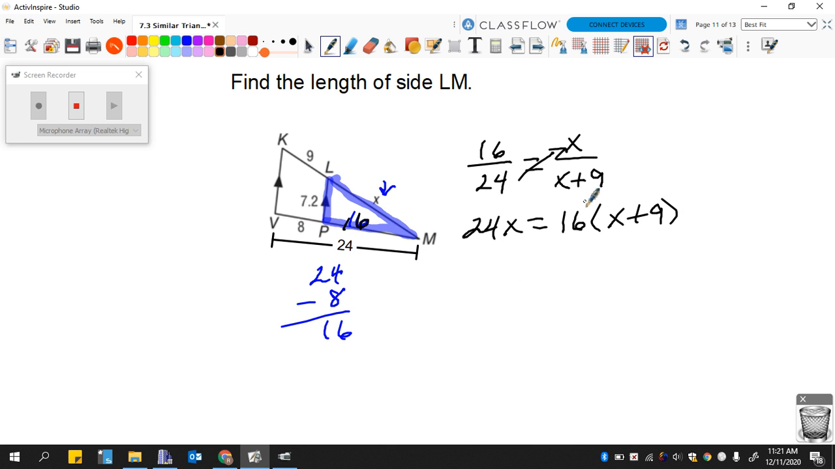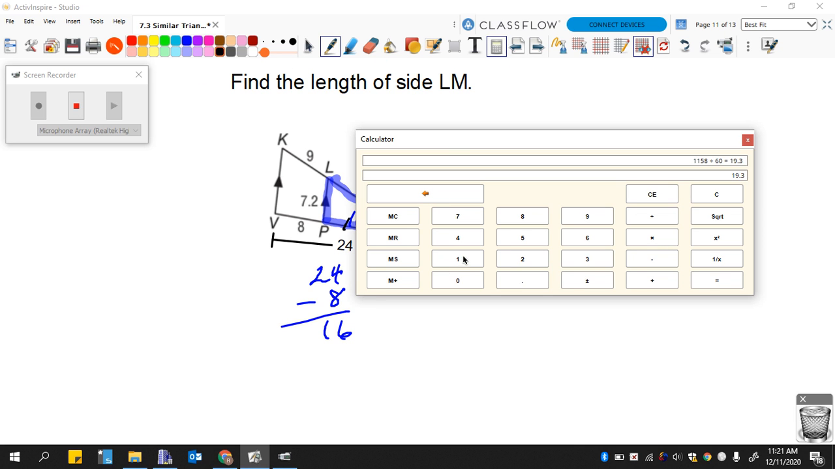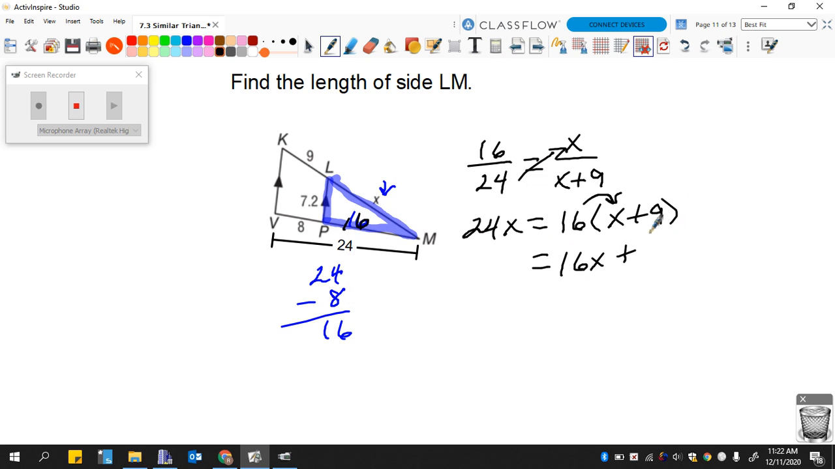Remember, we have to distribute here. So that's going to be 16 times x is 16x plus 16 times 9. Okay, so let's see what 16 times 9 is. 16 times 9 is 144. Okay, so that's 144. We have 24x here.